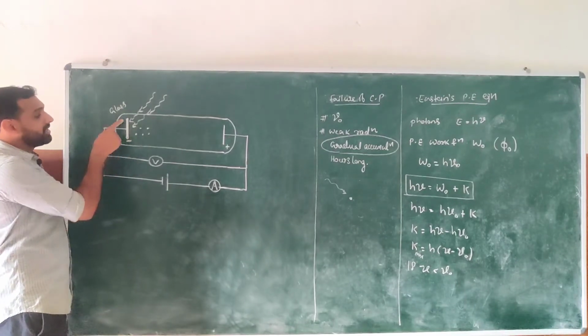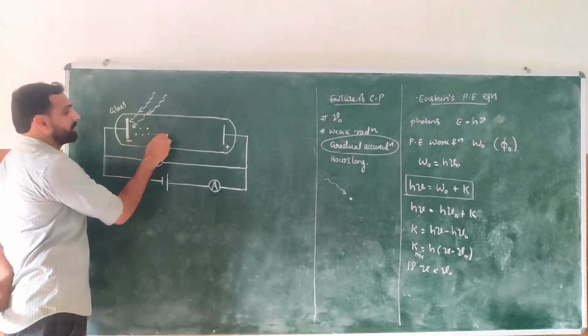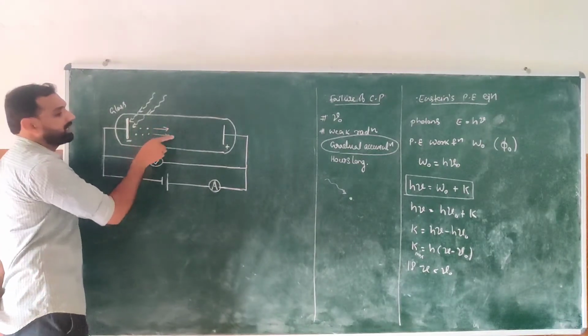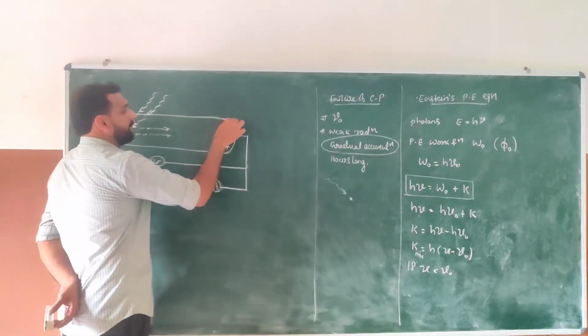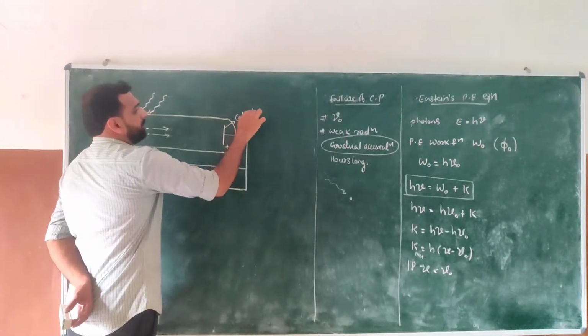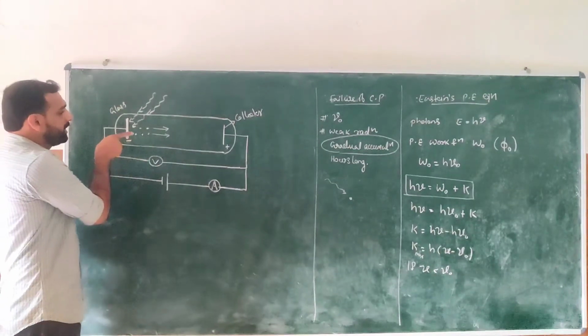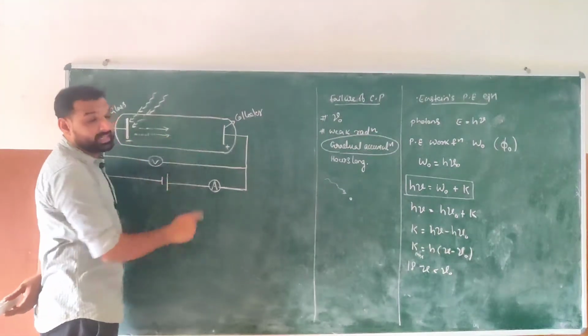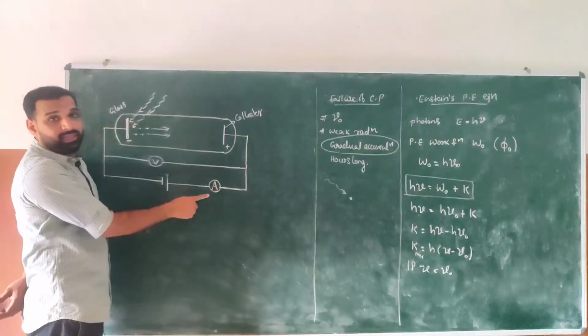Since this is negative, electrons will be repelled from this. So electrons will move forward in this direction and reach this particular collector. This is the collector, and this will be the electron emitter. So electrons will move towards the collector, and when electrons pass through this, the current will increase.